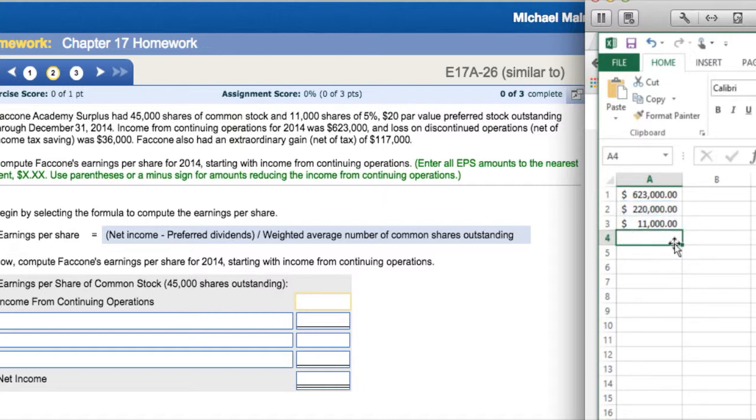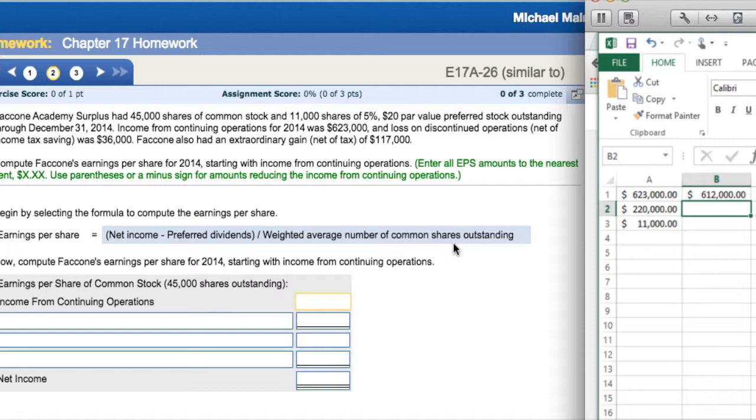So for this line, I'm going to do equals this par value that I figured times 0.05 for 5%, and that gives me $11,000. So remember what I'm trying to get, net income, or in this case, income from continuing operations minus preferred dividends. So income from continuing operations right there, minus the preferred dividends I just figured out right there, and that gives me $612,000.